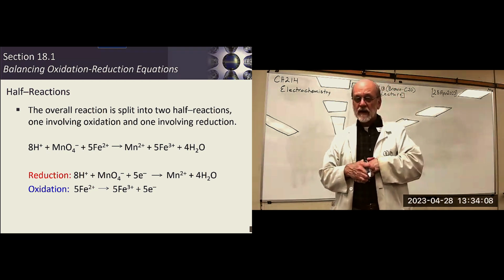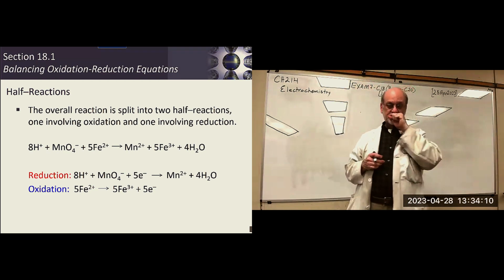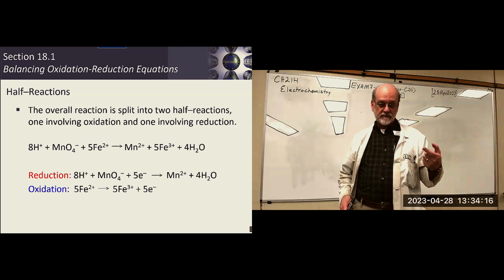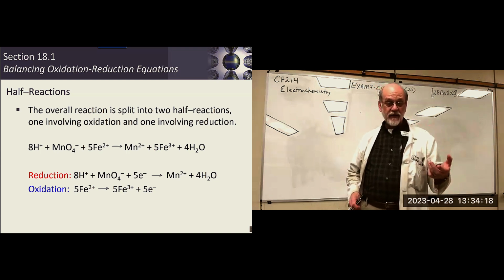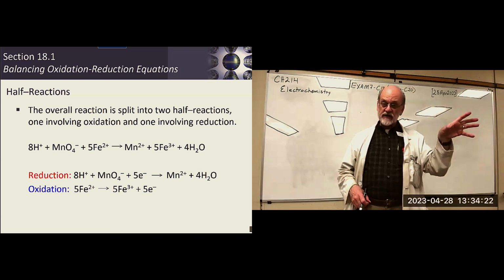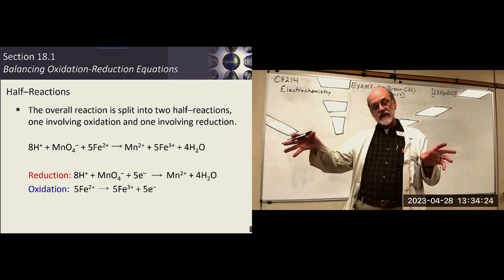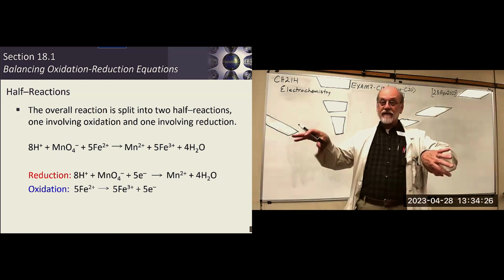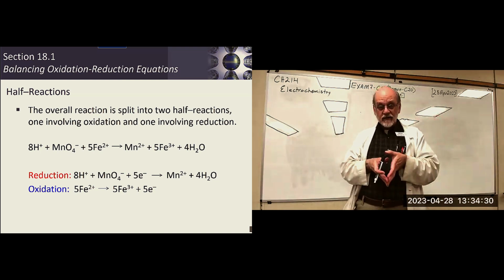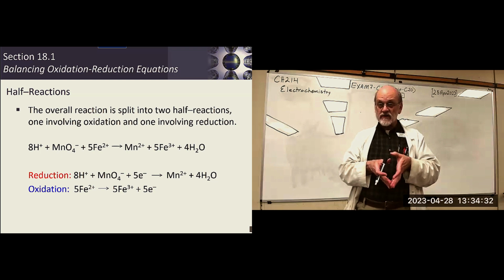All right. So what we use is a method called half reactions, and we call them half reactions because one of the reactions is the oxidation step and the other is the reduction step. There's half and half, and you balance those two and then you bring them back together for the final balanced equation.